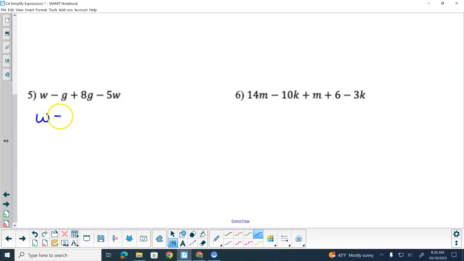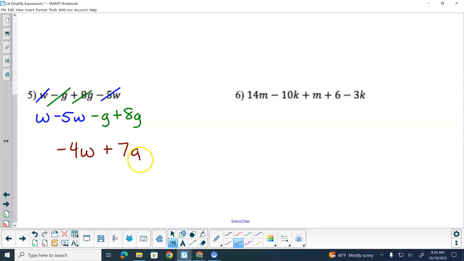We've got a W and a minus 5W. So that's that one, and that's that one. We've got a minus G plus 8G. That's that one, that's that one. Those all go away now. Used all my terms. If you've got 1 of something and I take 5 of them away, that's going to be -4 of that something. If you've got -1 of another thing and I give you 8 more, then you have +7 of those. So you've got -4 plus 7g.